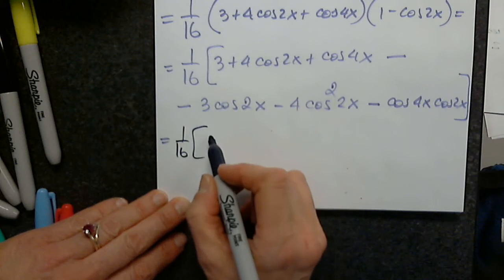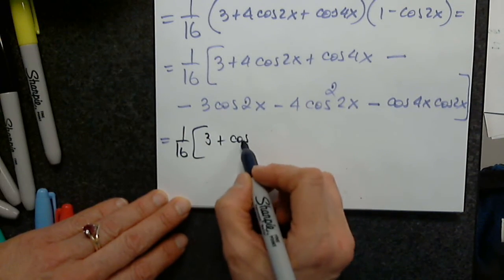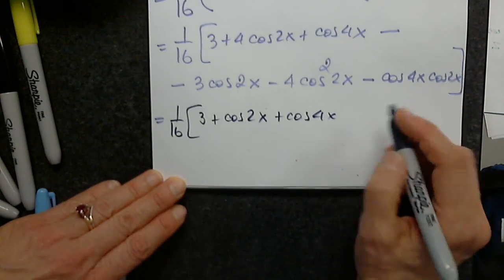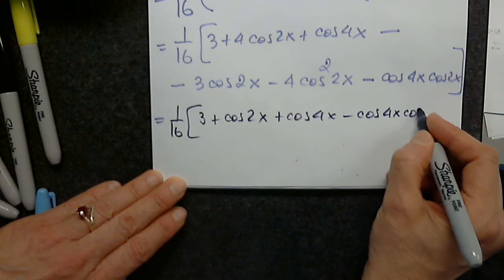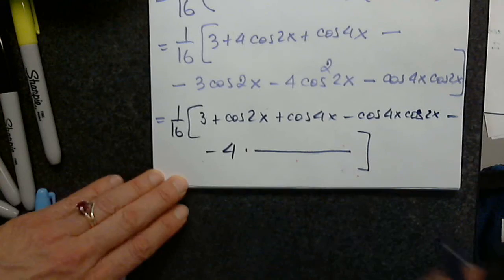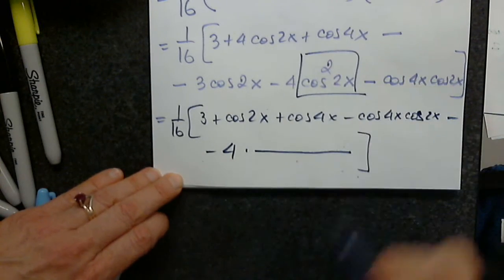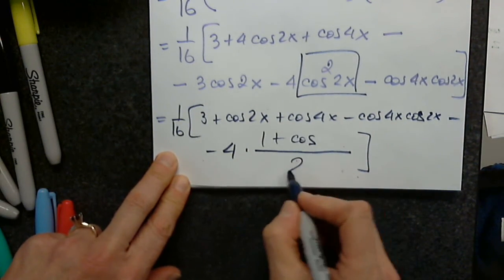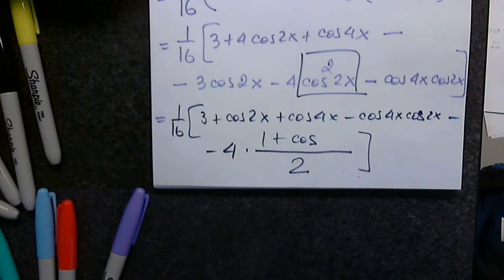1/16. 3 is okay. This is positive cosine twice x. This is fine. I'm going to copy this. But then I have a problem with this. This has to be replaced. What do I replace it by? It's the cosine squared, so it's going to be 1 plus cosine over 2. But now I have to identify the argument based on the pattern.